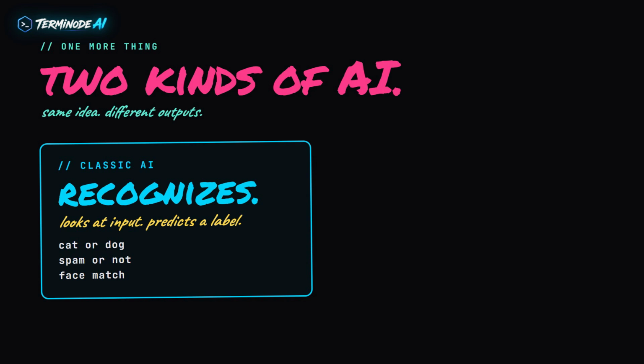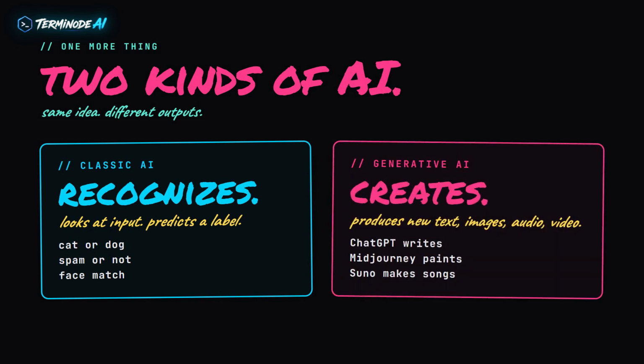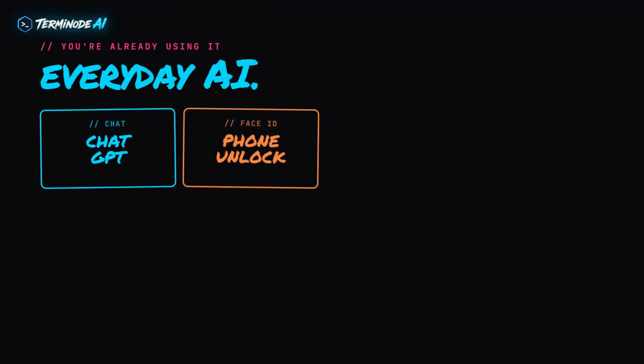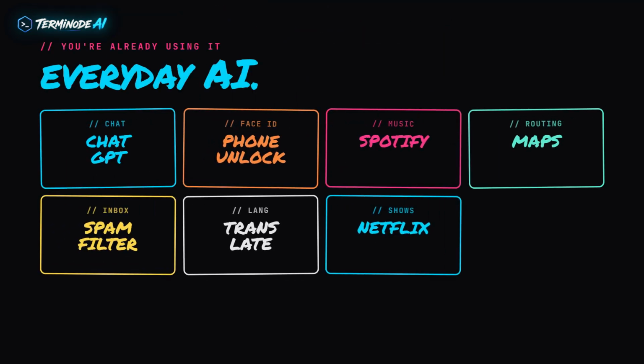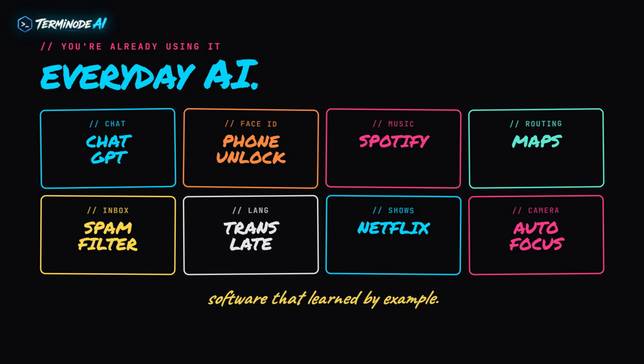One more thing worth knowing. There are different kinds of AI. The classic kind recognizes. It looks at input and predicts a label. Cat or dog, spam or not. The new kind, generative AI, creates. It produces new text, images, audio, video. ChatGPT writes essays. Midjourney paints pictures. Suno makes songs. Both kinds run on the same core idea, learn from examples, but they output different things. We'll cover generative AI in detail in the next video.